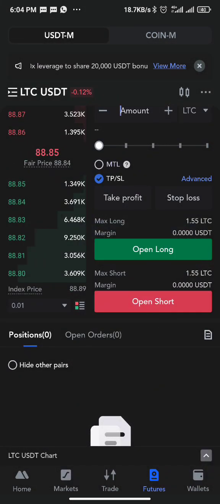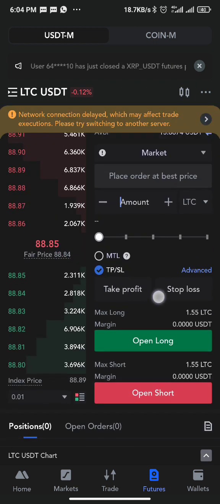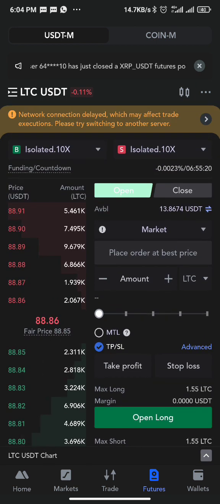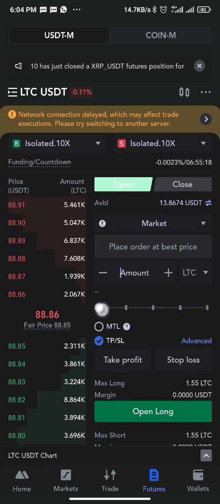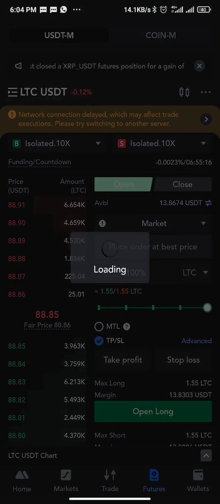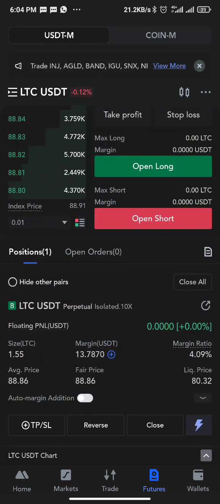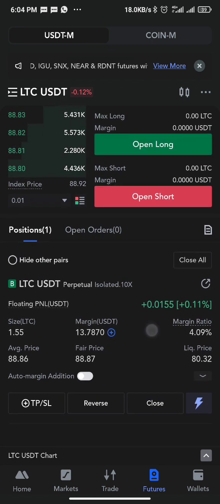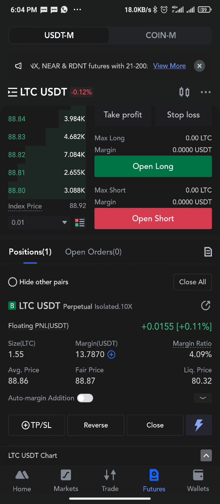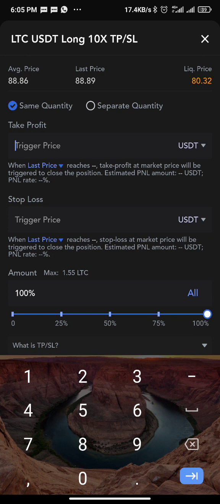So the other option to set take profit and stop loss is maybe you already have a trade that is running currently. I have a running trade, and I want to set the take profit or stop loss. What I need to do is, for the trade that is running, if you look at the lower part, you're going to see a TP/SL. If I click on it, you're going to see this window, take profit, stop loss.